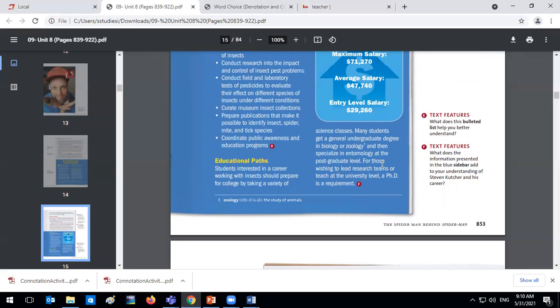You could also enter a postgraduate level. And if you want to lead research teams or teach at a university as a professor, then you need to get your PhD. So here we see Stephen gives us good information about how to tackle the educational path if you want to be an entomologist.